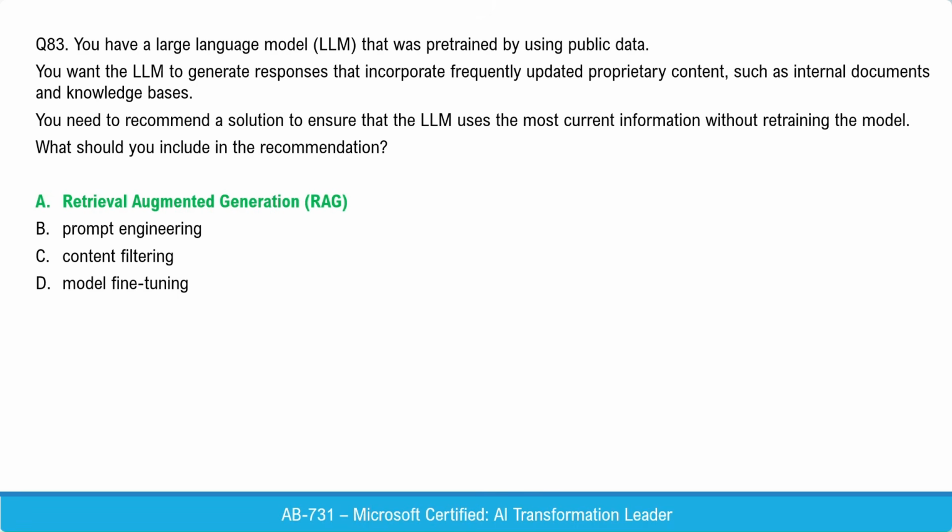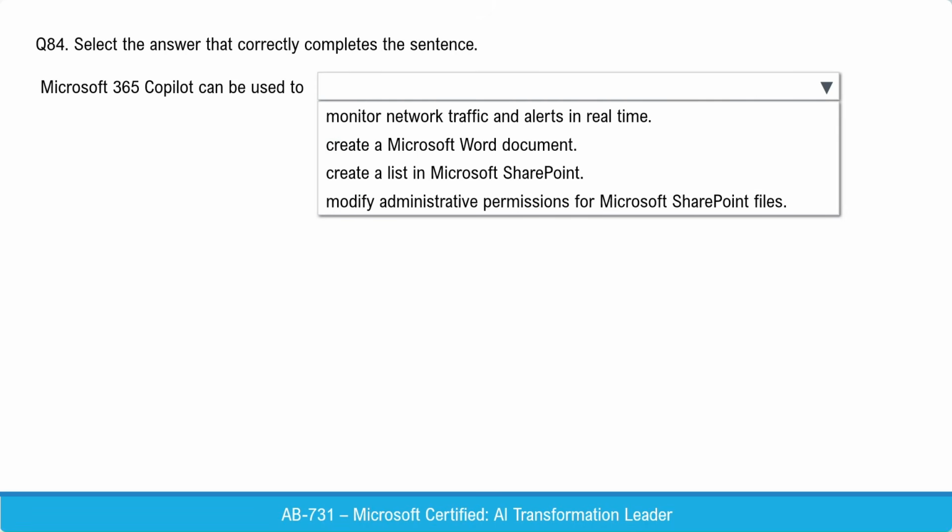Looking at other options, option B, prompt engineering only improves how you structure the prompts. It does not give the model access to new or updated data. Option C, content filtering is used for safety and moderation, not for improving the knowledge. And option D, fine tuning involves retraining the model, which is not suitable for frequently changing data and is more expensive. The key takeaway is if you want up to date responses without retraining, you use retrieval based approaches. Next question.